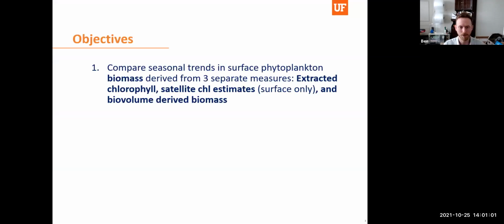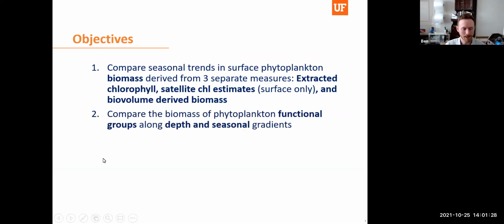So the objectives of the study were to compare seasonal trends in surface phytoplankton biomass. This was the first objective. And then we used 3 separate measures for that. So we had extracted chlorophyll that we took at sites. We had satellite chlorophyll estimates that we used Google Earth Engine and the MODIS satellite for. And then we had biovolume derived biomass, which we used microscopic counts to derive.